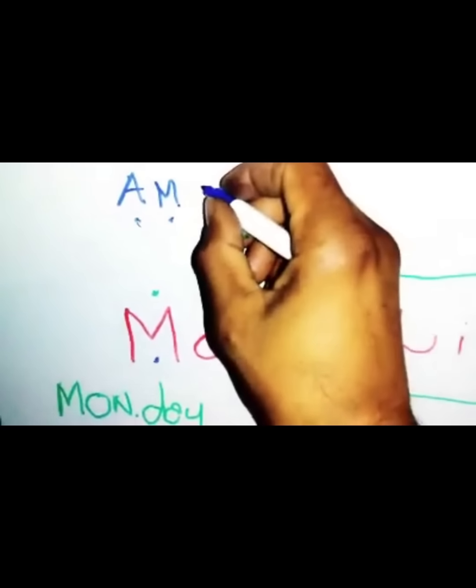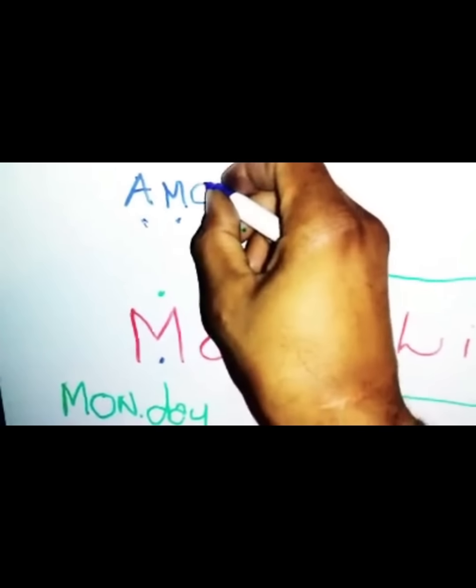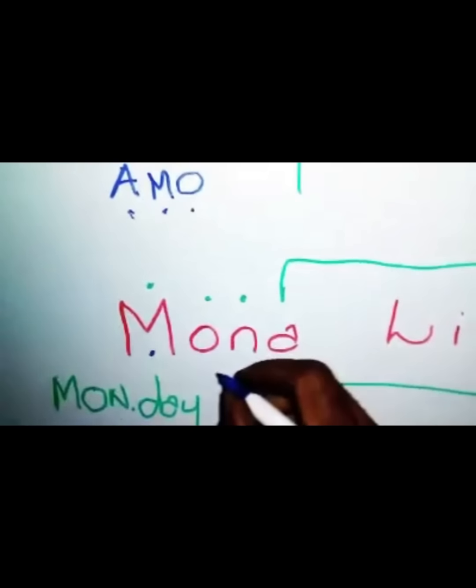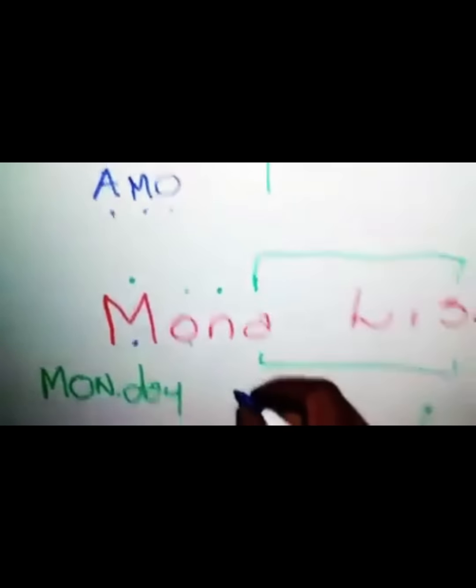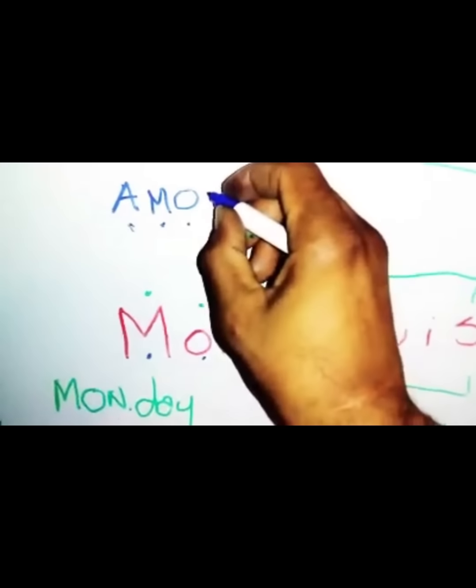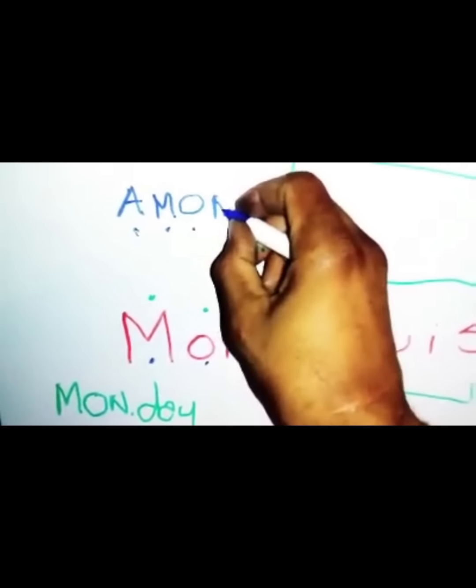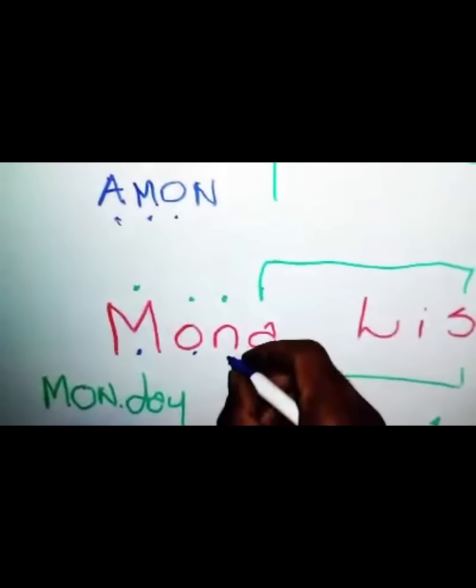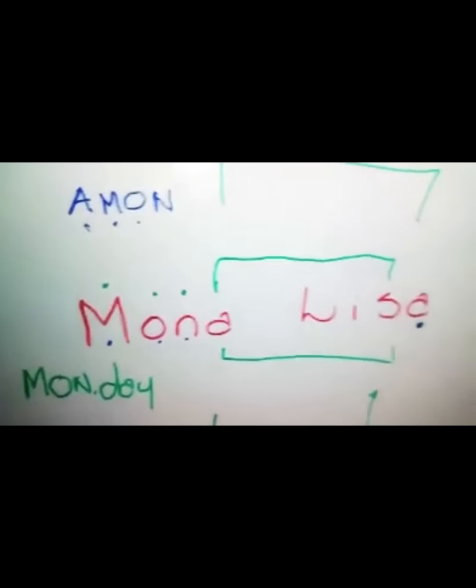Next is, we just bulletin that. Next is the O. Let's put the O here. Last but not least is the N. Now what do you see? You see the name Amen again.